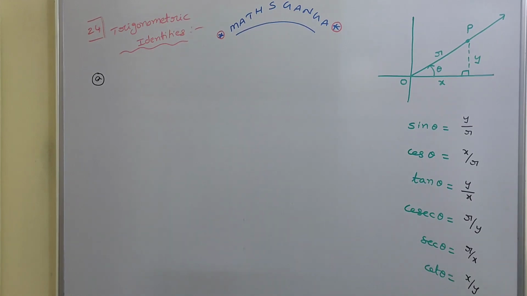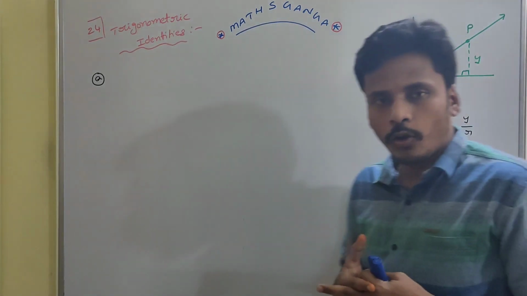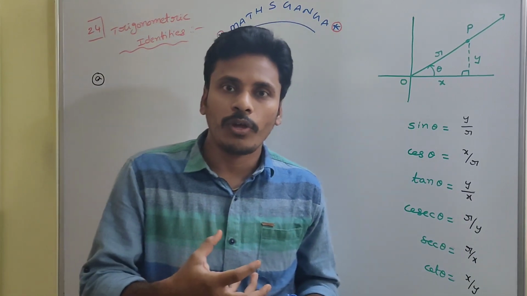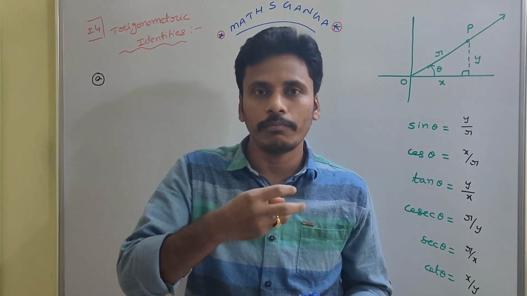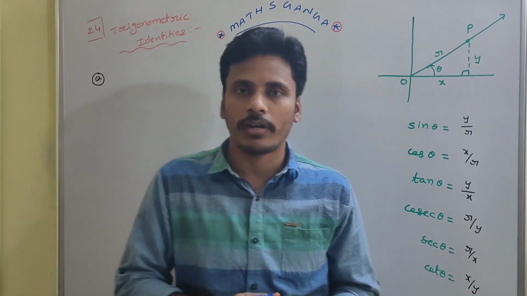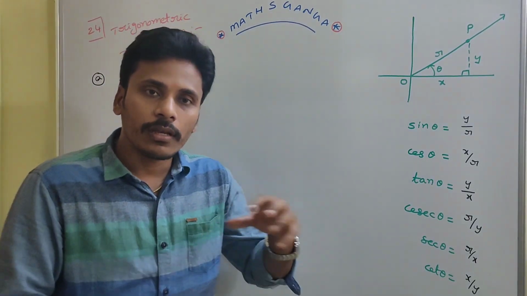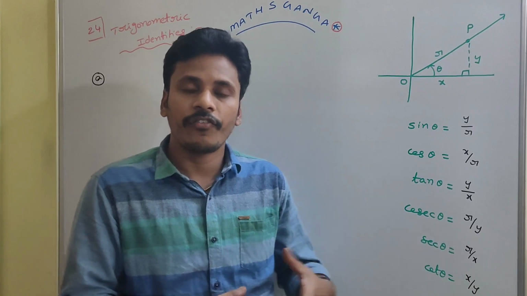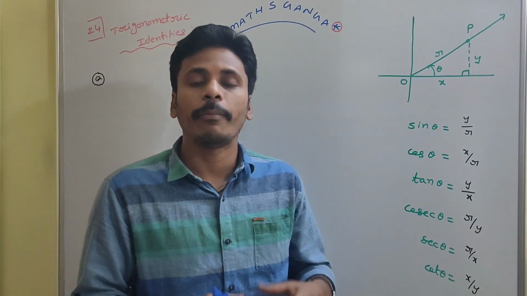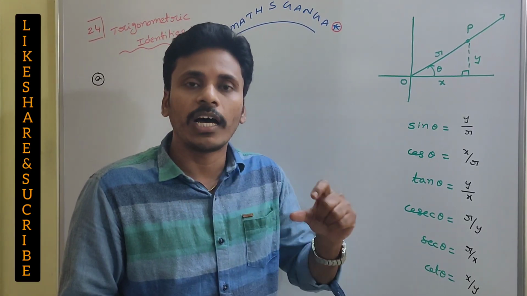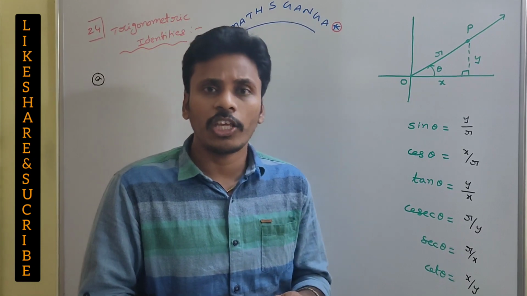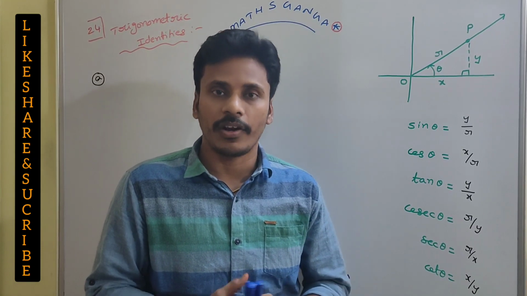Hello students, here in this 24th point of trigonometry, I am going to establish three very basic and standard important identities of trigonometry. And all these standard trigonometric identities are dependent on the Pythagorean result. I think you are all familiar with the Pythagorean result.